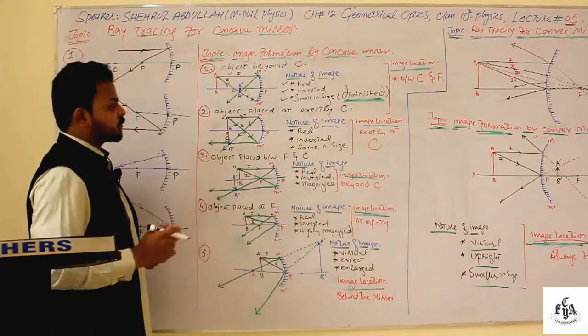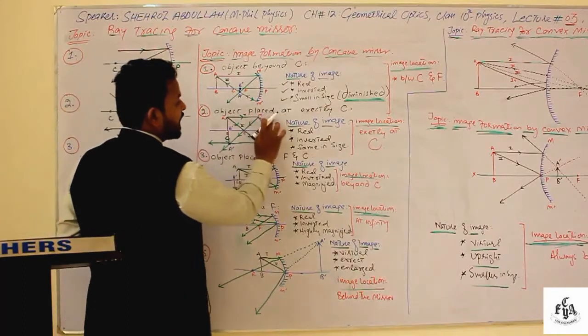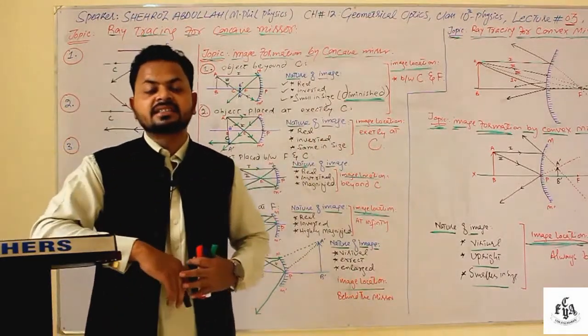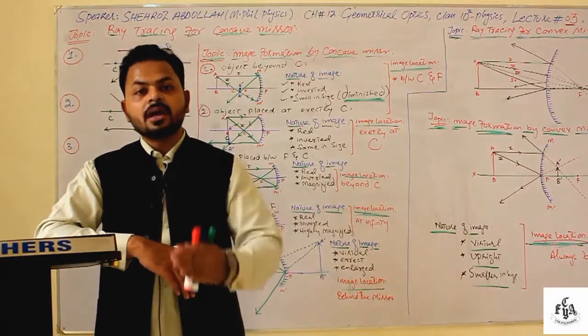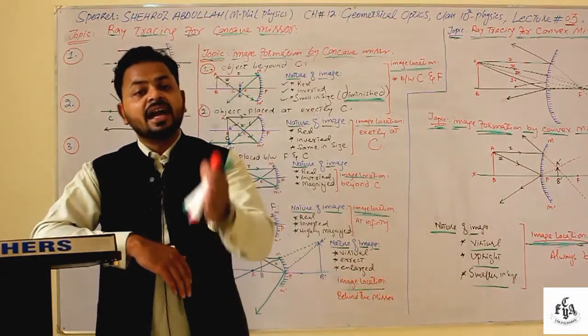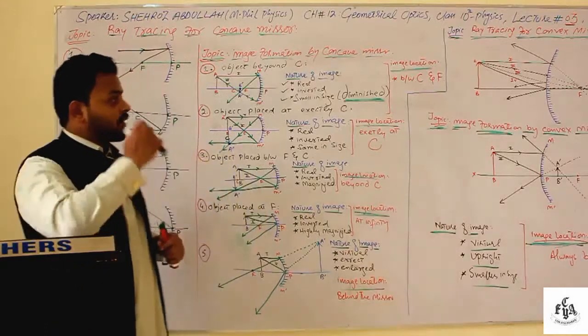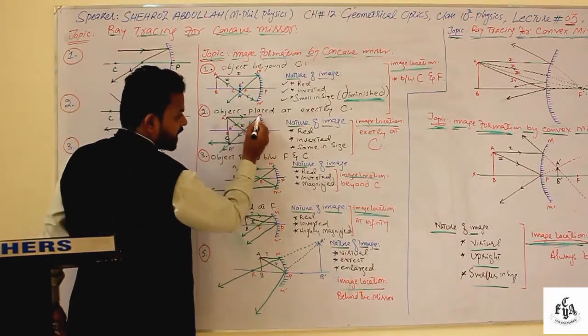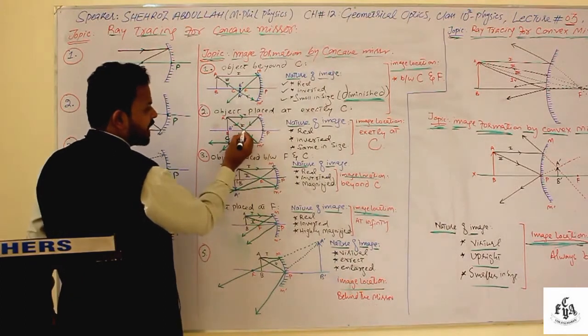Now the second case we discuss: object placed at exactly C. If we place an object at exactly the center of curvature, do remember the image formed will also be at exactly the center of curvature. The first ray is coming parallel to the principal axis, and it is passing through the principal focus.